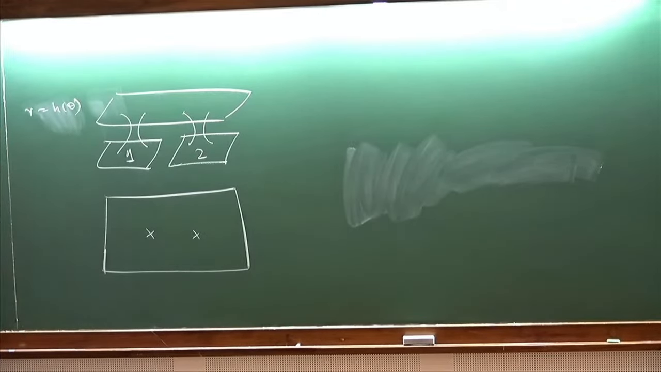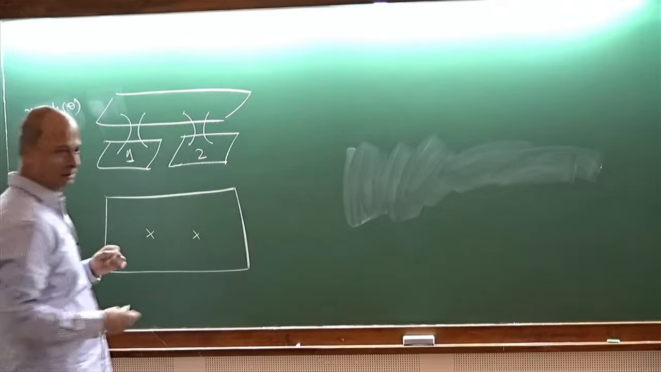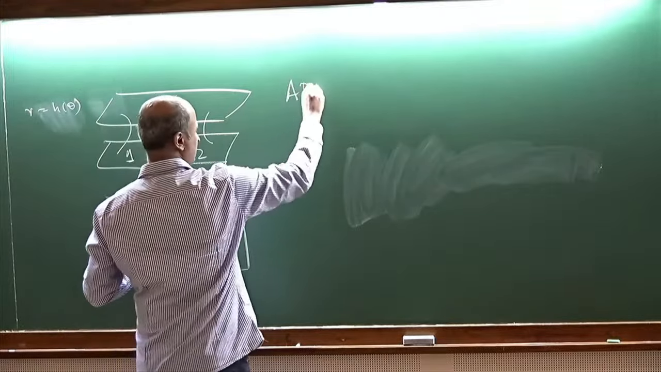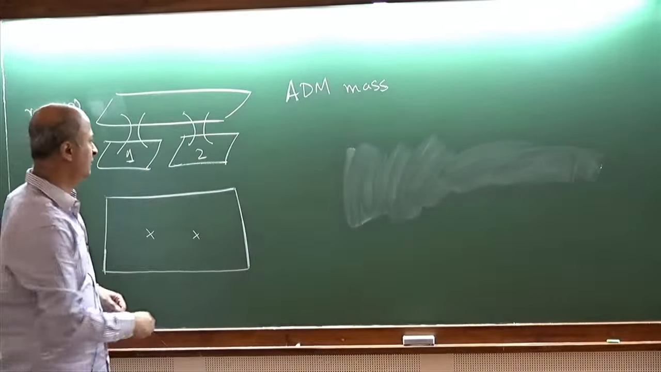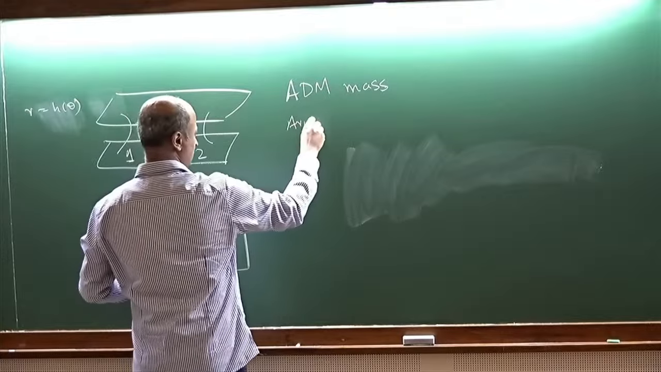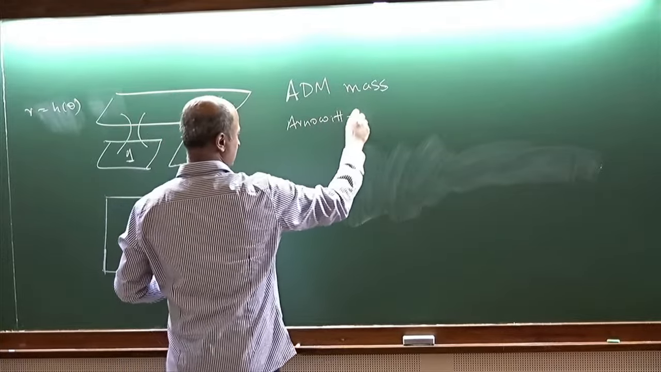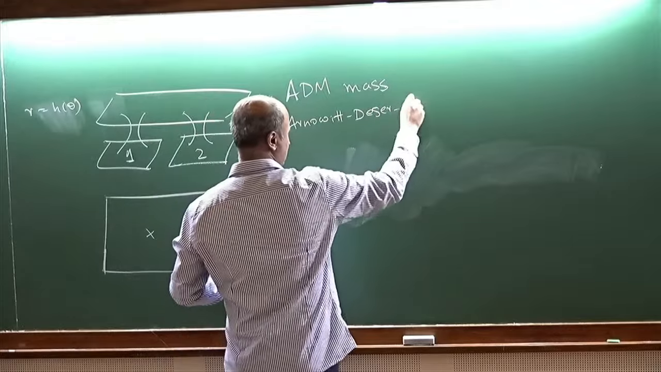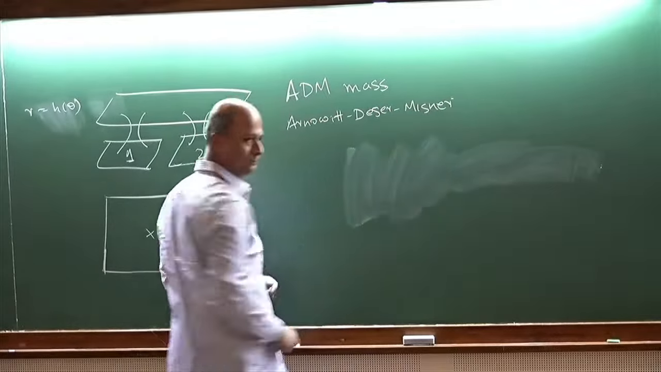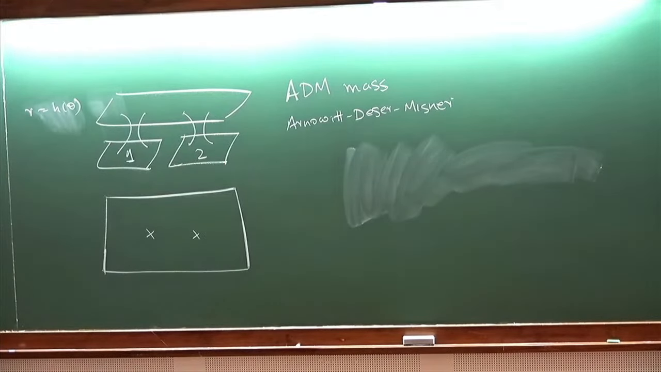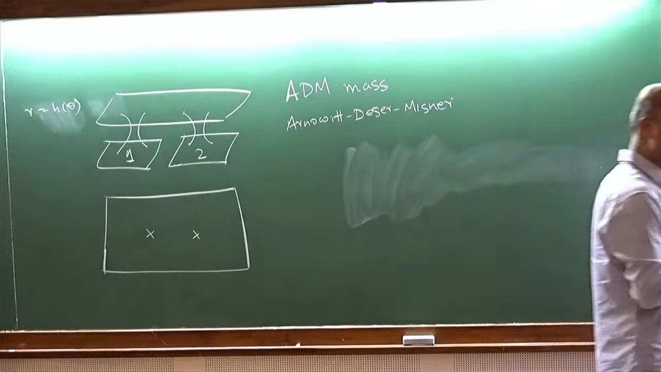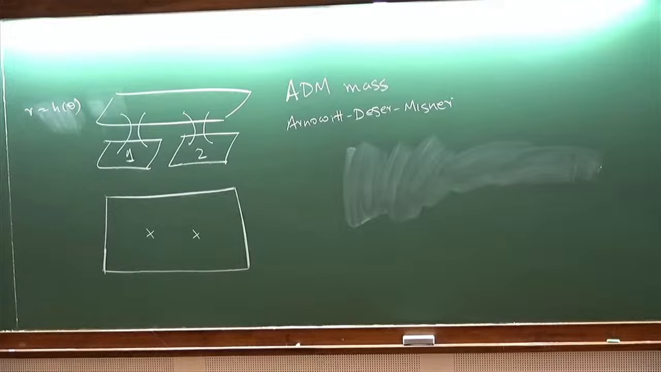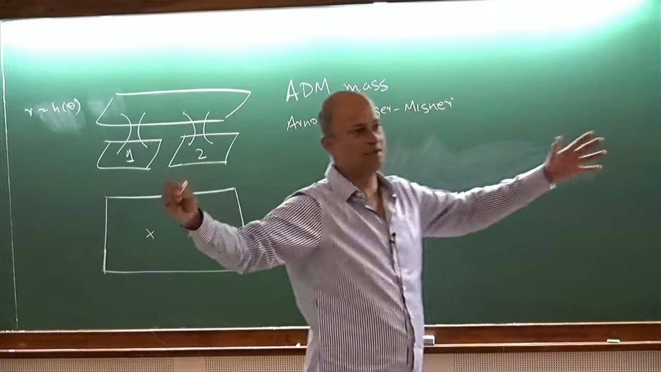Okay? So now the first concept I want you to understand here is the notion of an ADM mass. So ADM stands for Arnowitt, Deser, and Misner. So what this is, it is trying to, so this is a definition of a mass and momentum, but we will not talk about momentum in this case, we just talk about mass. So this is the mass of the entire space-time, if you wish.